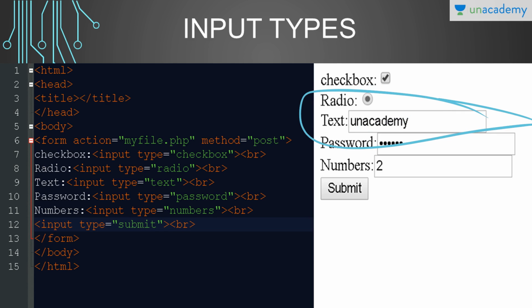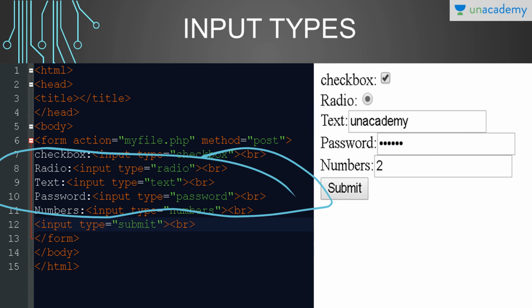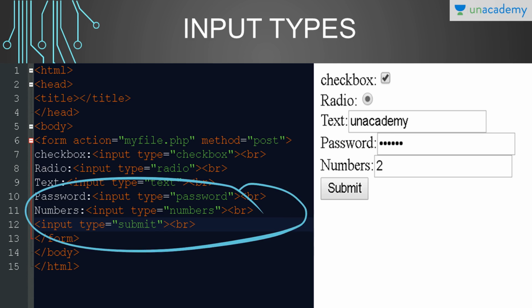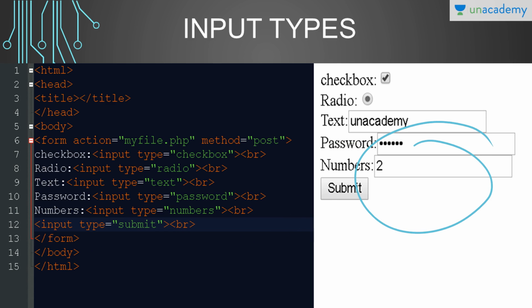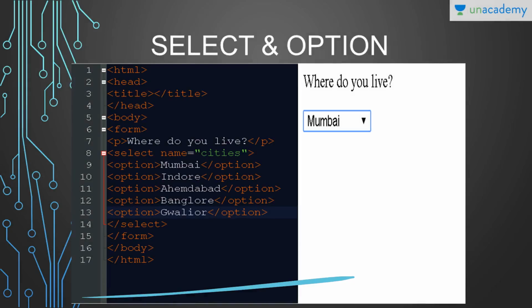For a text field, I have used input type text. For the password, whenever I write here, it must be masked like this, so for password we have used input type password. In the same way, for numbers we have used input type number, because you can only write numbers here. In this way we can use different types of input in our HTML and design our form.